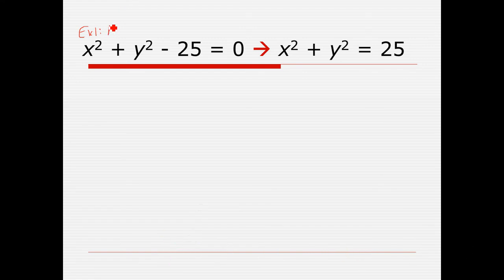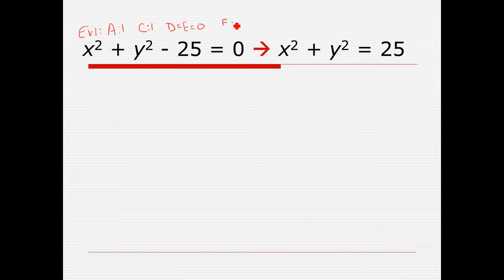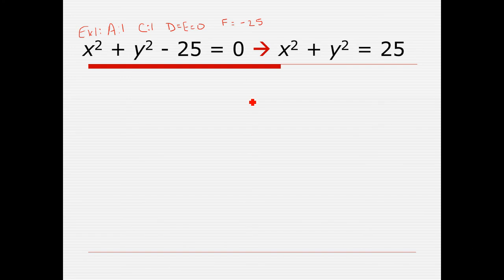Right? The coefficient of x squared is 1. The coefficient of y squared is 1. D is the same as E, and both of them equal 0. F is negative 25. What kind of conic section do I have? Remember, you've got choices. You have a circle, an ellipse, parabola, or hyperbola.